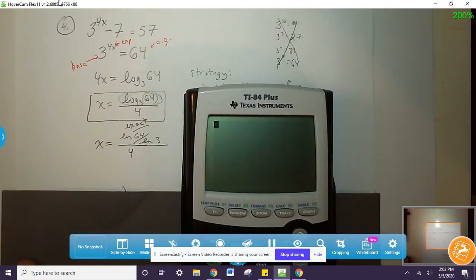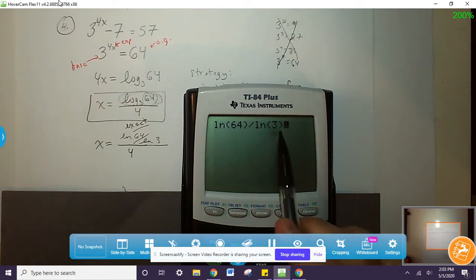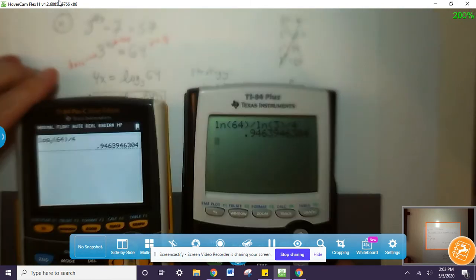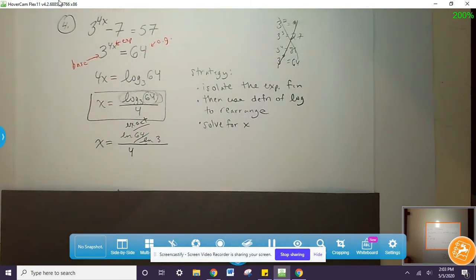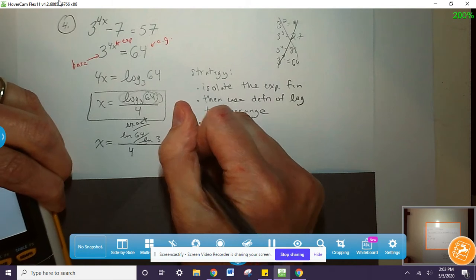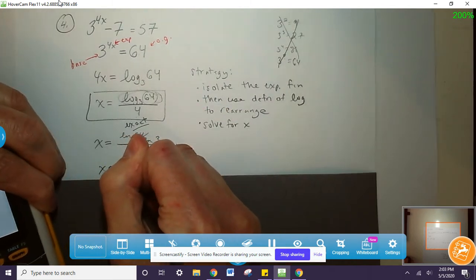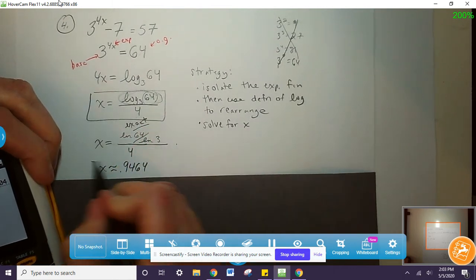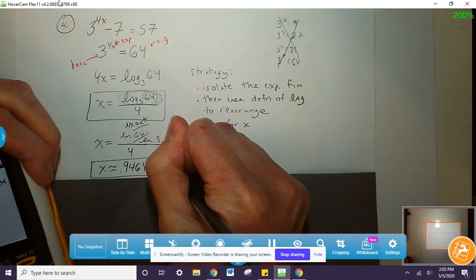If it really bothers you, use the one that's online on the PARCC website. And what you'll do is natural log of 64 and divide by the natural log of 3. Watch those parentheses. And then when you divide by 4, you get the same answer that we had before. So same answer, whichever type of calculator you have. So the decimal approximation here is going to be x is approximately 0.9464. And let's go ahead and label that as the decimal approximation.